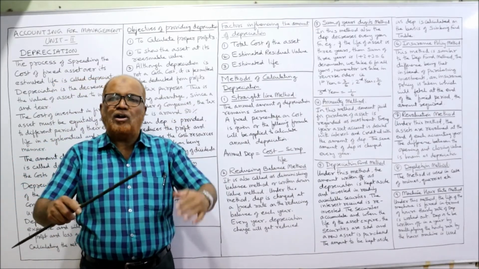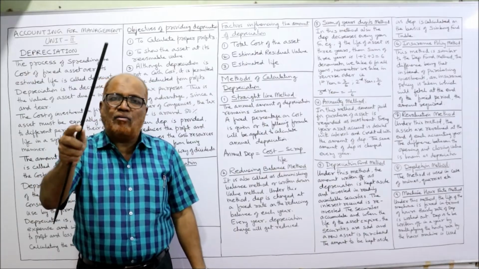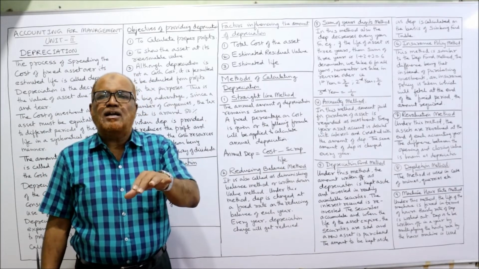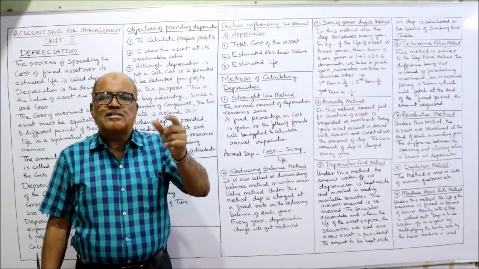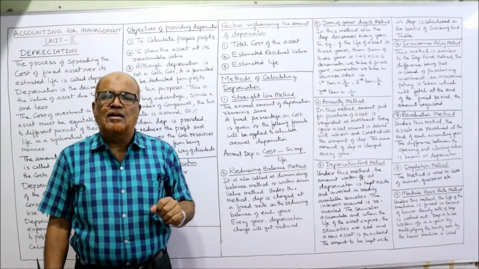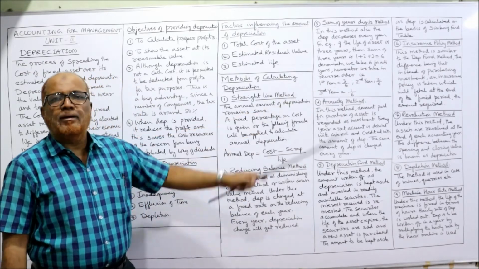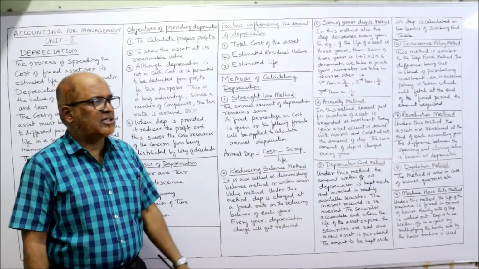That means forward order is 1, 2, 3. Backward is 3, 2, 1. So we take the reverse order. The first year depreciation is 3 by 6. Second year depreciation 2 by 6. Third year depreciation 1 by 6. Like this we calculate depreciation according to the sum of years digits method.